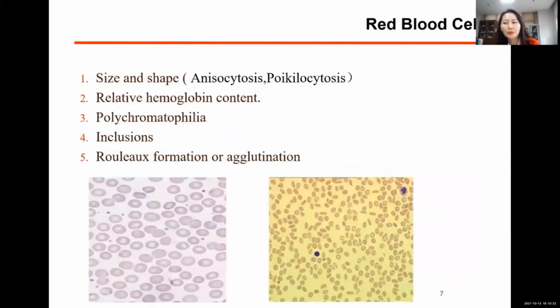In the peripheral smear, we can observe red blood cell morphology. We can observe the size and shape of red blood cells. We can evaluate relative hemoglobin content. We can observe polychromasia and inclusions in red blood cells, and rouleaux formation or agglutination.